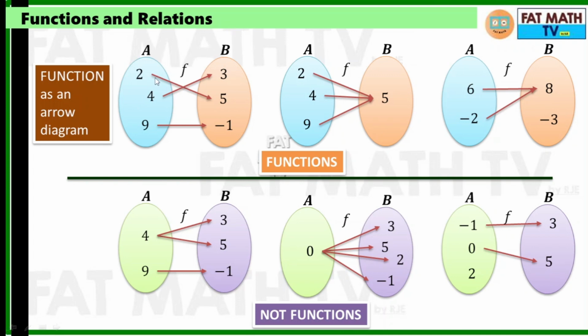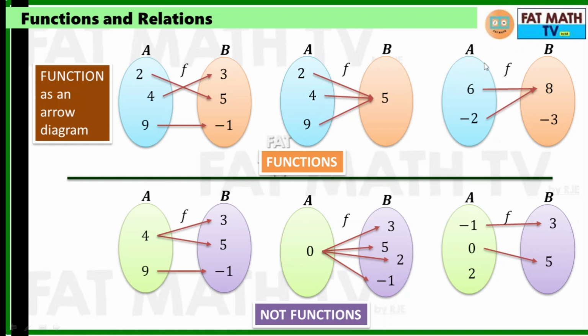Here you can see that 2 is being paired to 5, 4 is being paired to 3, and 9 is paired to negative 1. And this is a function since each element in the first set, in the domain, is paired to exactly one element in the range. This one is also a function because 2, 4, and 9 are paired to only one value. 2 is paired to 5, 4 is paired to 5, and 9 is paired to 5. Each element of the domain is paired to exactly one element in the range. So this is a function.